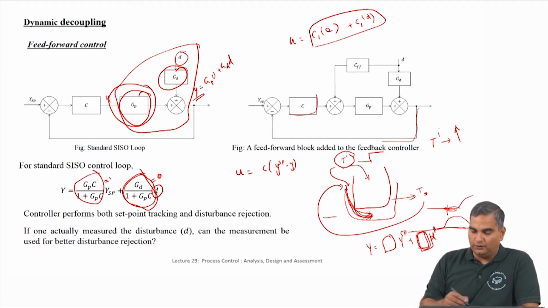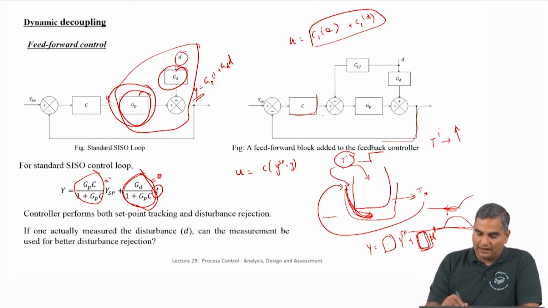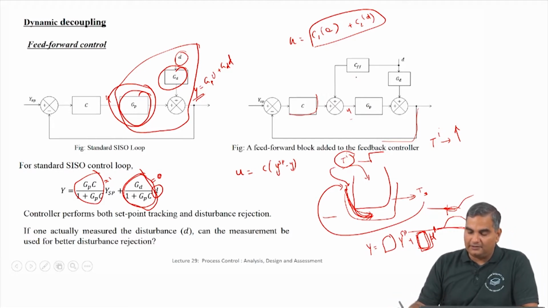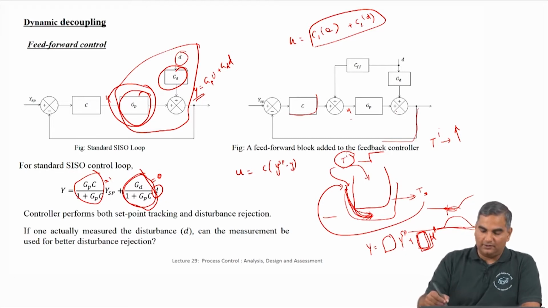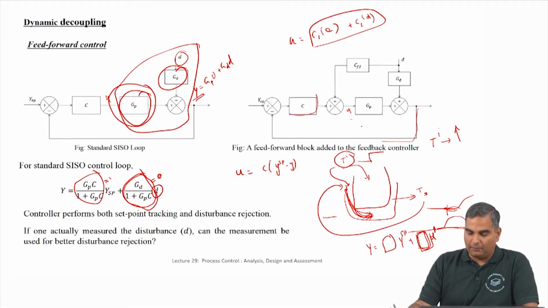Now, if you want to do this addition, then you have to add another block. So, standard it is only C operating on E. Now, because I have this measurement information, otherwise I cannot do this block. Since I have this measurement information, to U I am going to add another controller. So, the actual input to the process in terms of the manipulated variable has two terms. One term is based on the error that I see, the other term is based on the disturbance that I know is happening. Okay. So, this is the way in which I modify this block diagram.